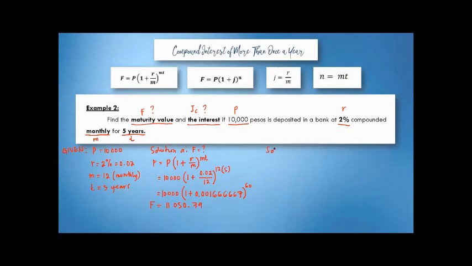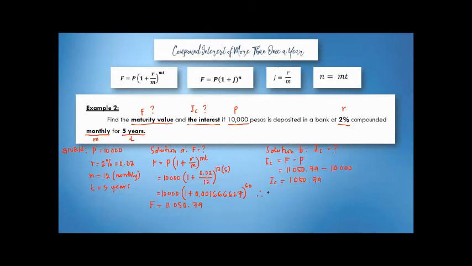interest. So, we have solution B, solve for the amount of interest. So, we know that compound interest is future value minus present value. We have 11,050.79 minus 10,000. So the answer for I sub C is 1,050.79. Yung pinakahuli natin na 0.79, rounded off na siya sa 2 decimal places.